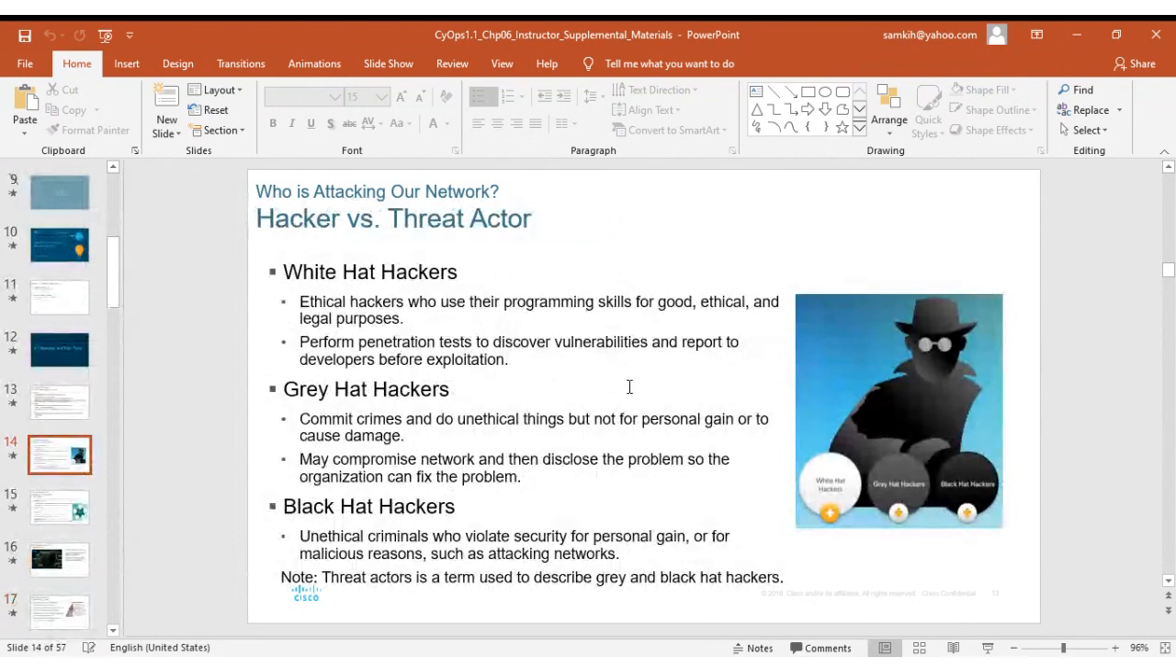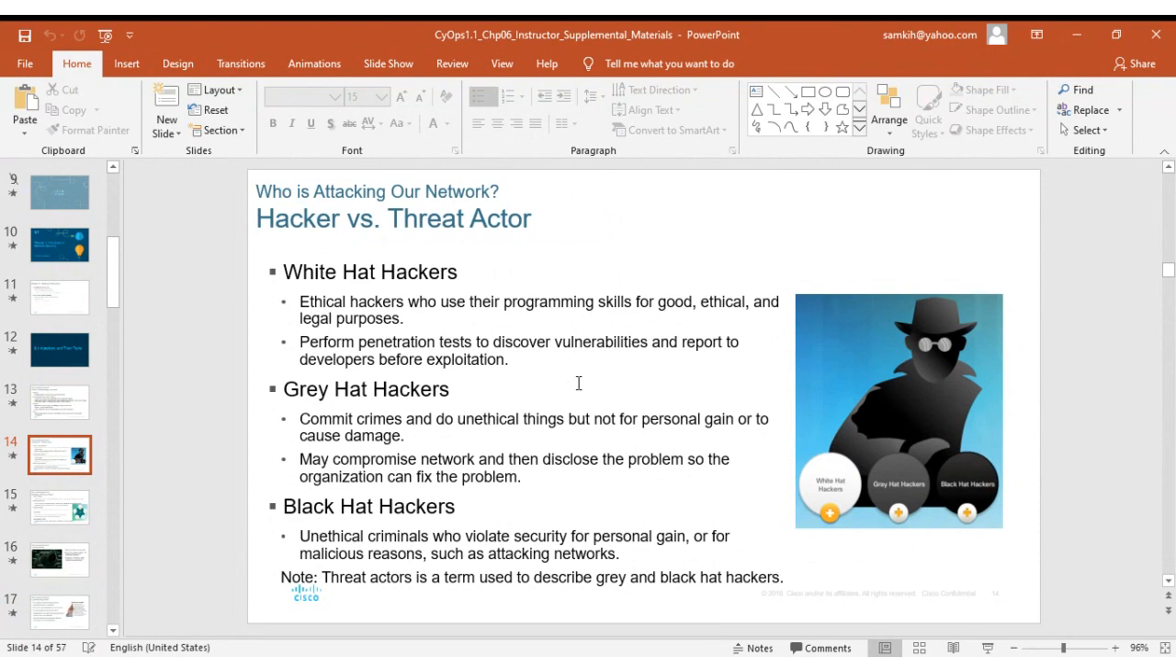So we have the various, okay, we are still on who is attacking our network, and we have hackers and threat actors. So hackers versus threat actors, that's what we are differentiating. So we have the white hat hackers. These are ethical hackers, and they use their programming skills for good, ethical, and legal purposes.